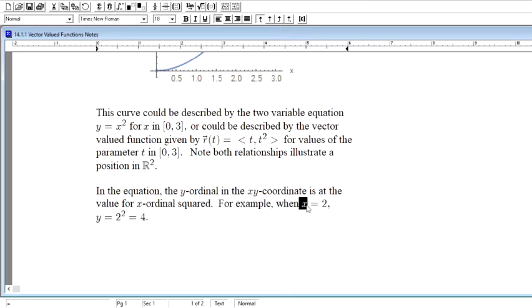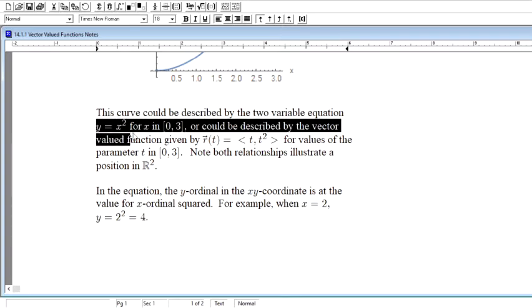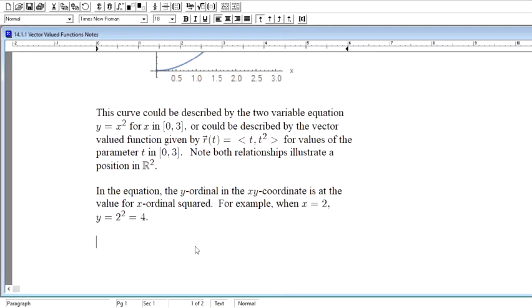Right? For example, when x equals 2, y is 2 squared, or equal to 4. That's what this equation is using to describe position in this two-dimensional space.